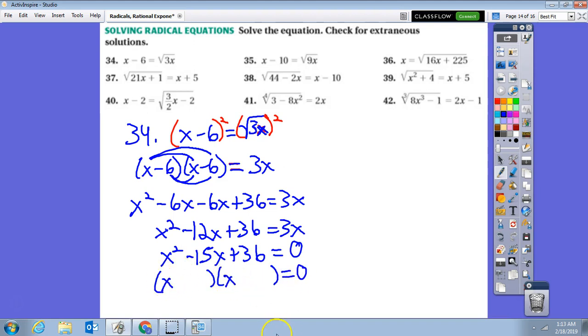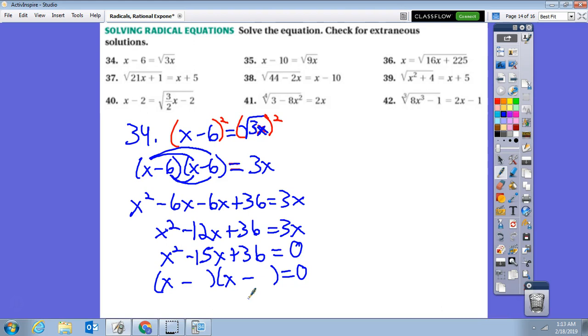So the factors are x and x there. Plus 36 here means I gotta have a negative and a negative because the middle is negative. I'm not going to do a review of factoring here. If you need to review factoring, go back and watch some of my older videos on how to factor, because many of you still need to work on that, and that's okay. You just need to go do it on your own.